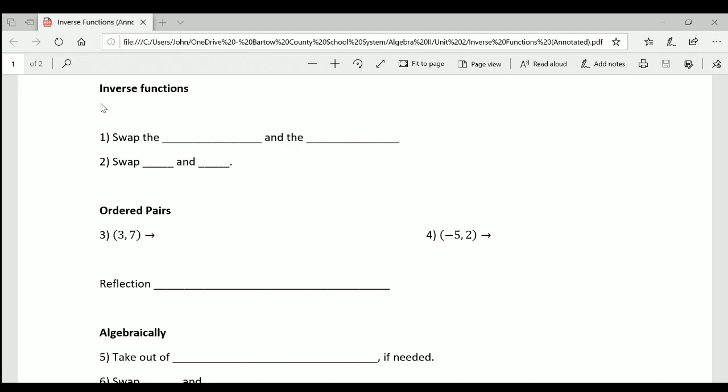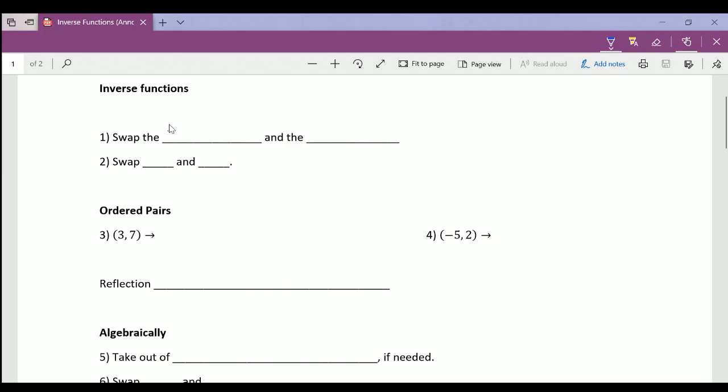All right, well, let's go ahead and get going here. So, inverse functions. The whole idea here is that you're going to swap the input and the output of your function. In other words, you're going to swap the x and the y values. That is really all there is to it conceptually.